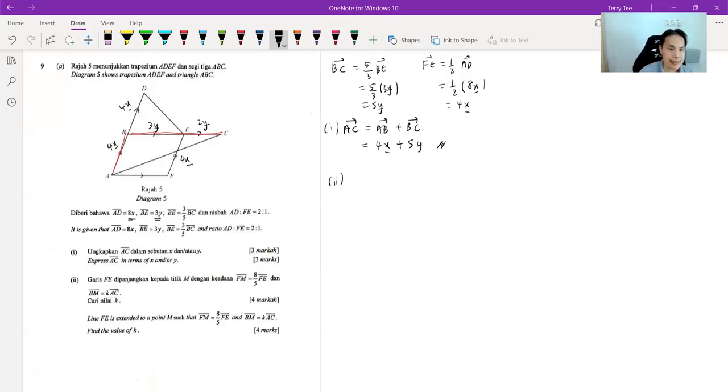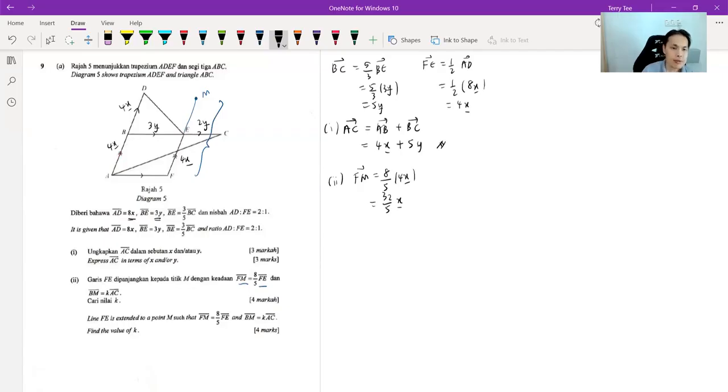Now, next, line FE is extended to point M. Let me rub this off. Line FE is extended to point M, extended here. Let's say M is over here, such that FM is 8/5 FE. FM is this whole thing, so maybe we can find FM first. FM is 8/5 FE. Now, we know FE is 4x. This is not a pretty number. It's 32/5 x.